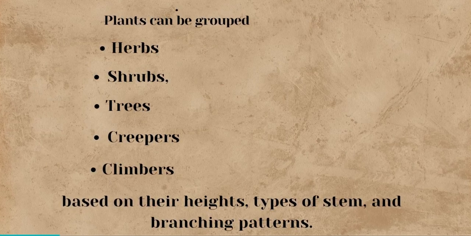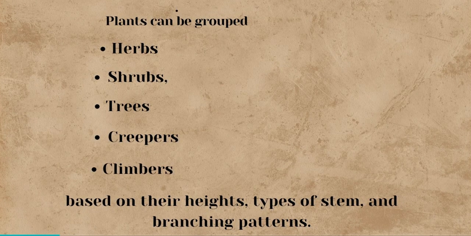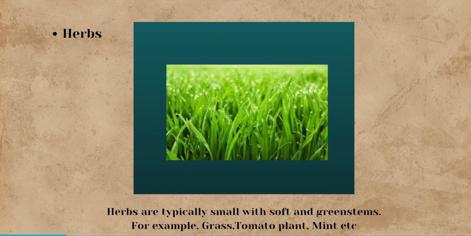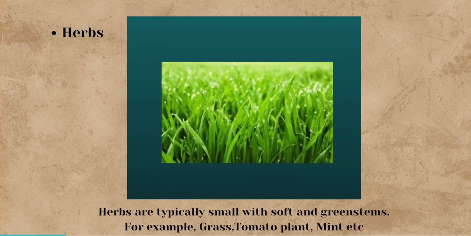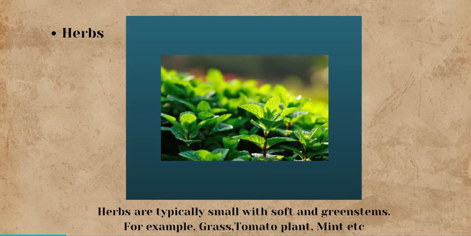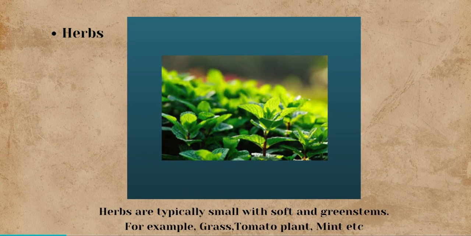Plants can be grouped as herbs, shrubs, trees, creepers, and climbers based on their heights, types of stem, and branching patterns. Herbs are typically small plants with soft and green stems. For example, grass, tomato plant, mint, etc.